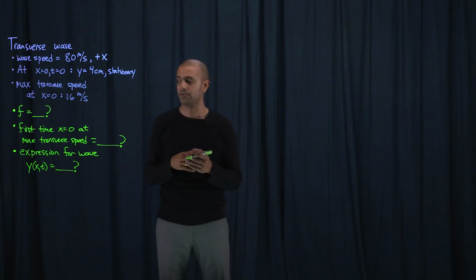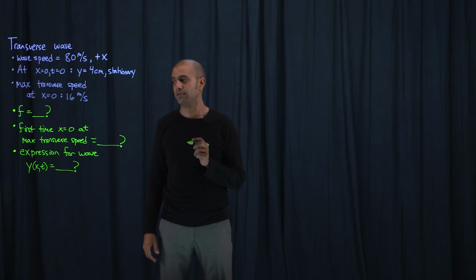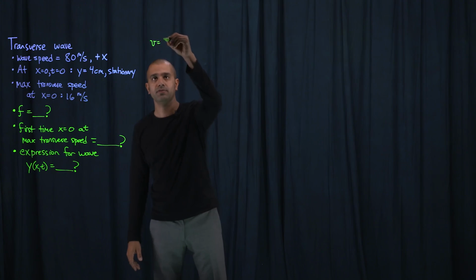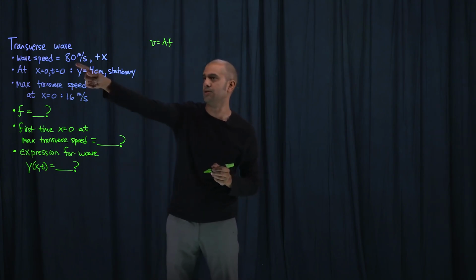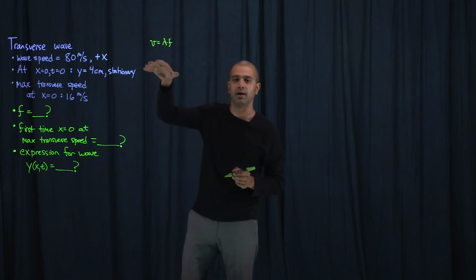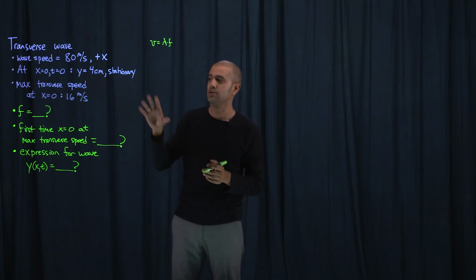We're trying to find the frequency of this wave. Normally you would just use an expression like velocity equals wavelength times frequency, because we do have the velocity of the wave, 80 meters per second, and we're looking for frequency. But the problem is we don't have the wavelength given to us explicitly. Actually, let's use a different method.